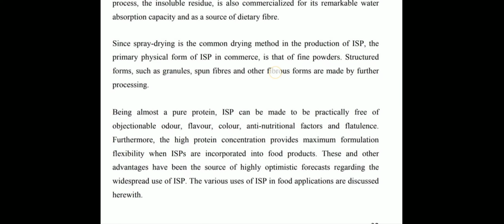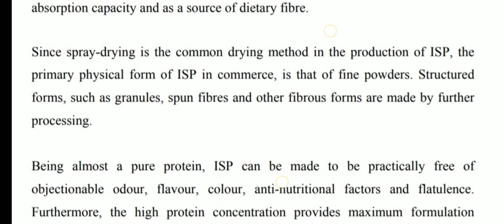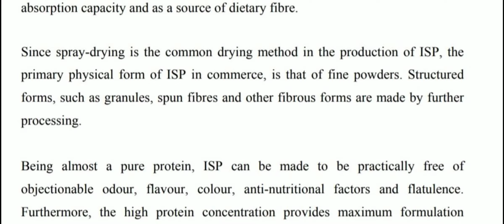Now, since spray drying is the common drying method in the production of ISP, the primary physical form of ISP in commerce is that of fine powder. Structured forms such as granules, spun fibers or other fibrous forms are made by further processing.